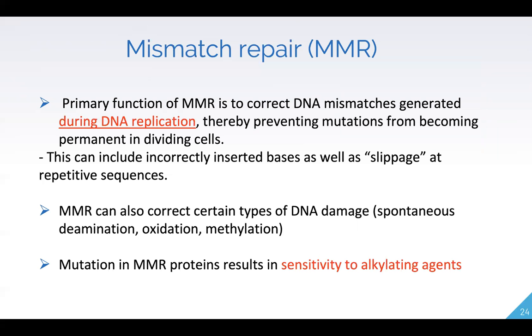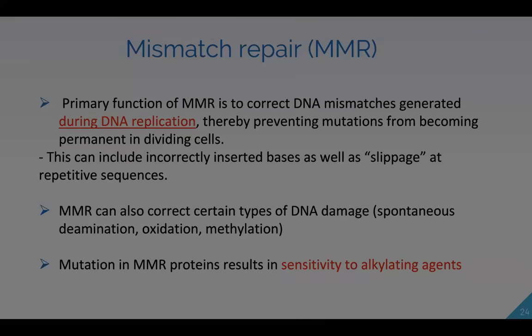Clearly, mutation in mismatch repair proteins will result in extreme sensitivity to alkylating agents, because the cells are not able to fix the mismatches that result from these alkylating events. And so let's take a look at that.